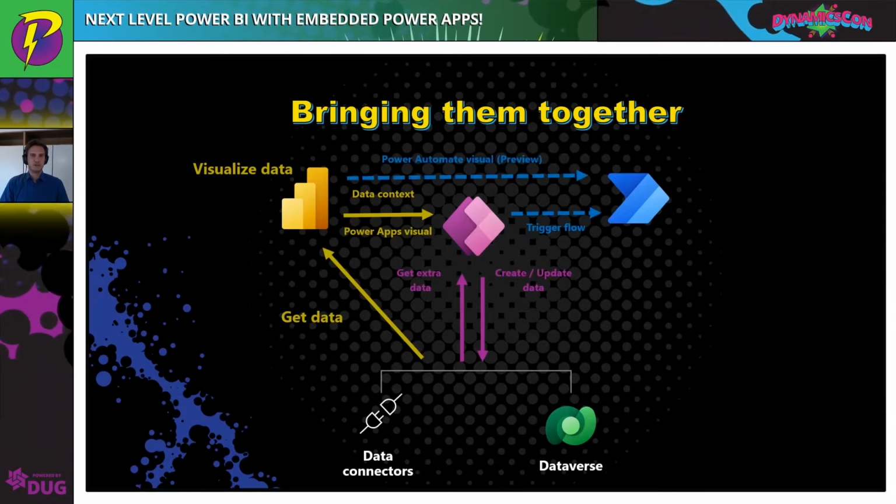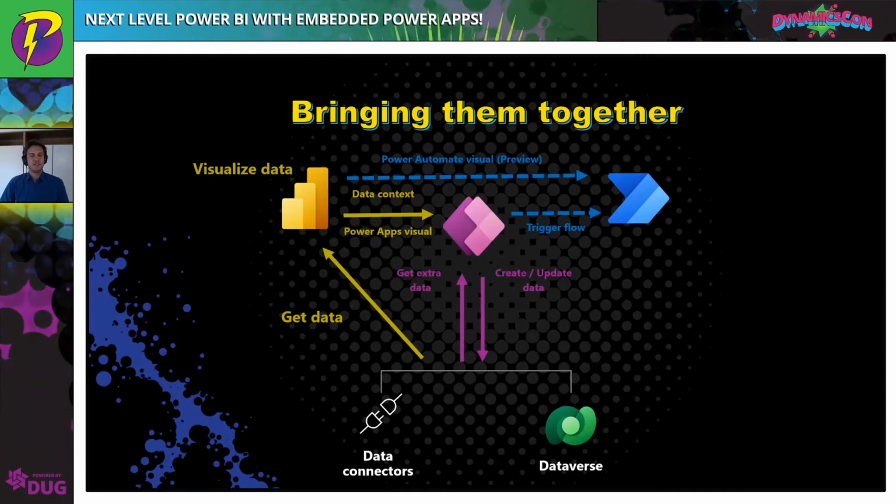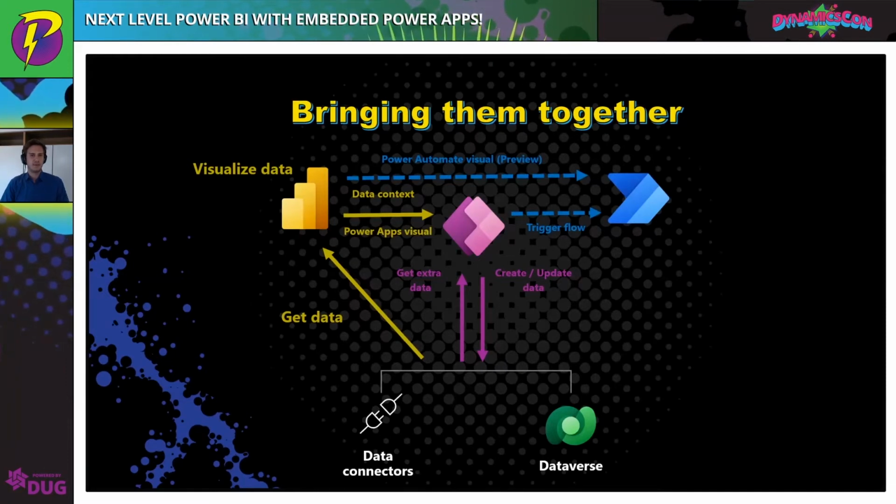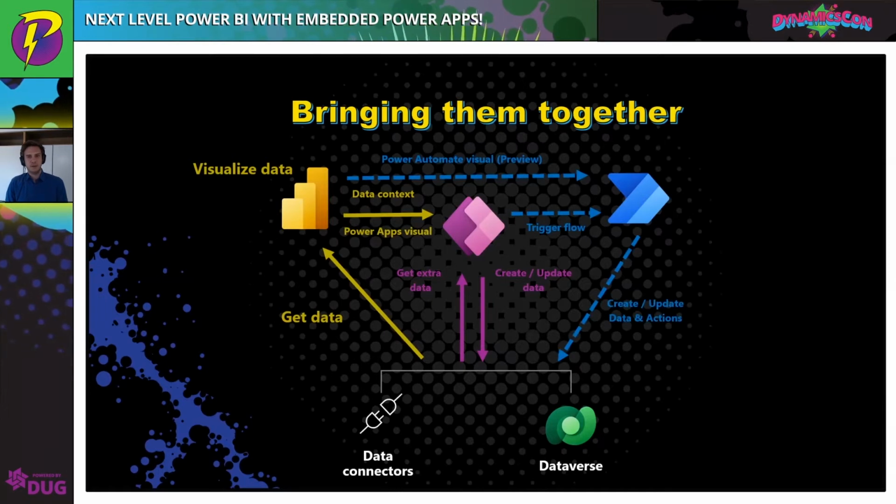With the new visual I was showing on a slide before, you can also do it directly from Power BI. And I think there are a lot of cases where that actually solves the thing you want to solve, and you don't need to create a separate Power App just to trigger the flow. And as soon as you have triggered the flow, you have the full capabilities of the flow, which would be creating and updating data, working with data actions. So actually you can do a lot with that.